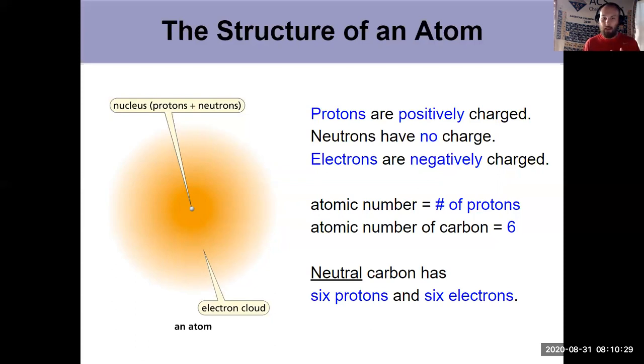Keeping in mind also the mass of these things: electrons weigh about 1,800 times less than protons and neutrons. So most of the mass is in the nucleus with the protons and the neutrons, but the volume of these things is in the electron cloud. That electron cloud is where we're going to focus most of next semester, because it controls how bonds are formed, moving electrons around.